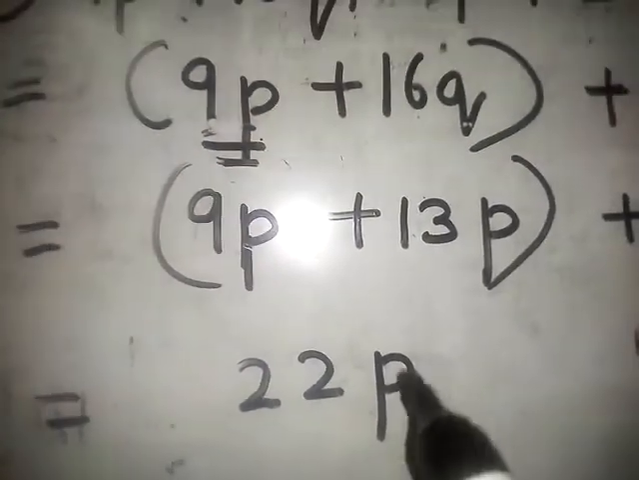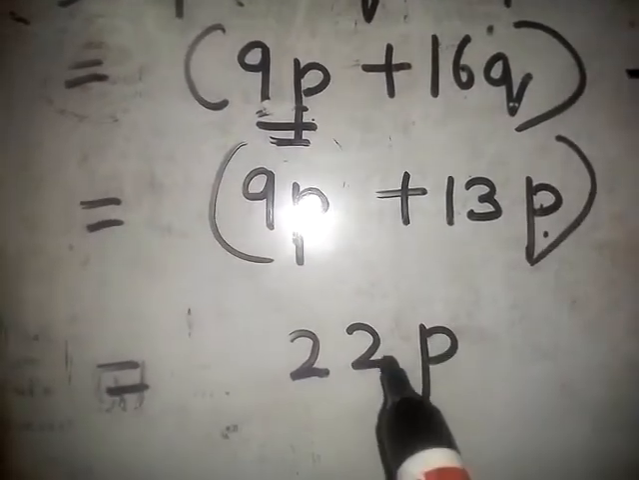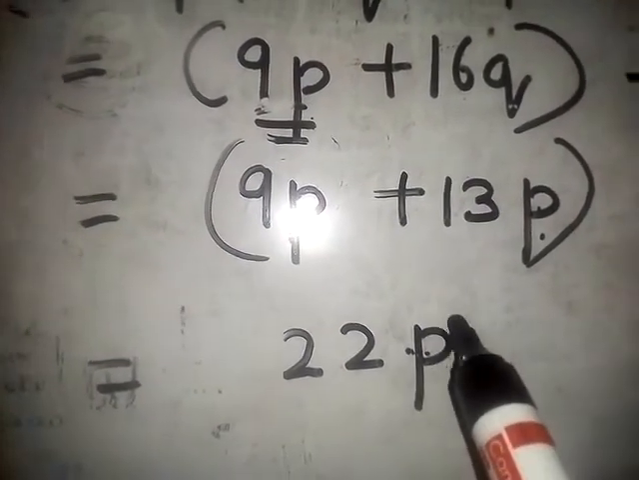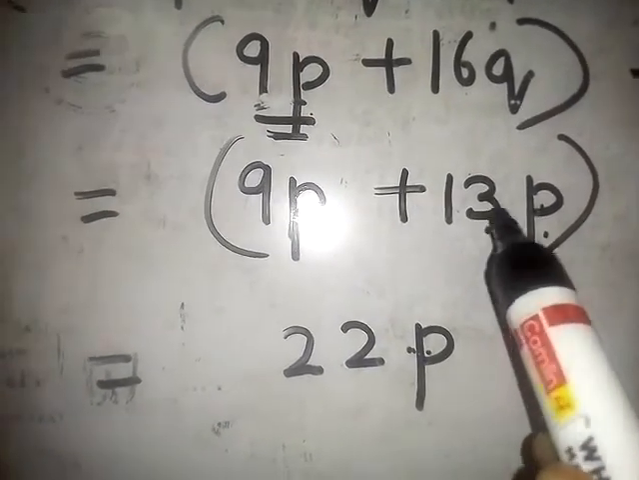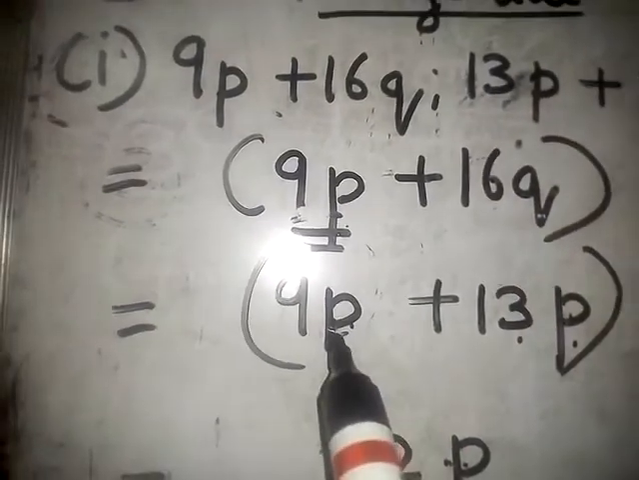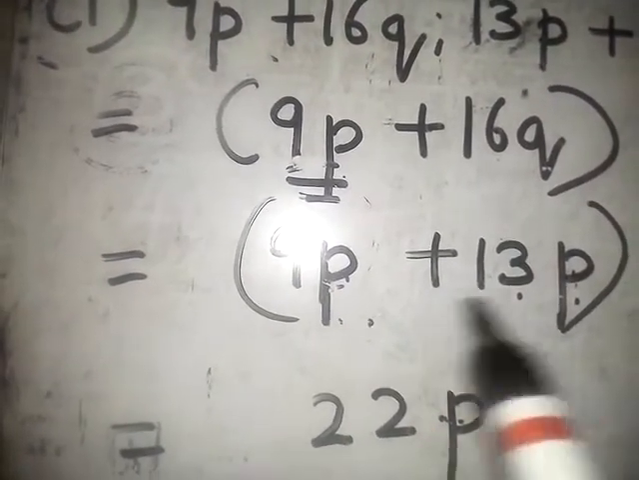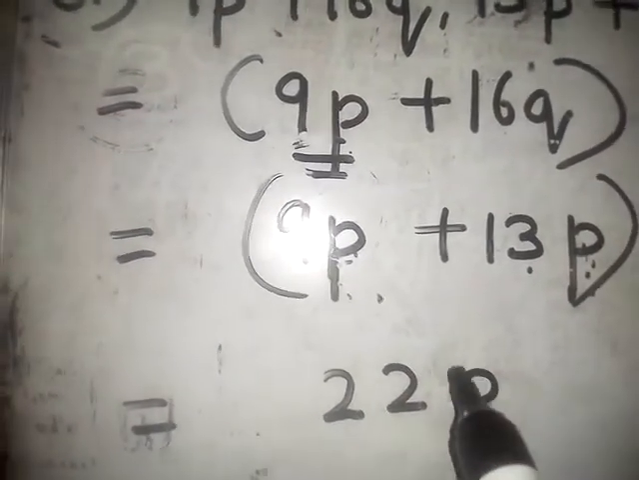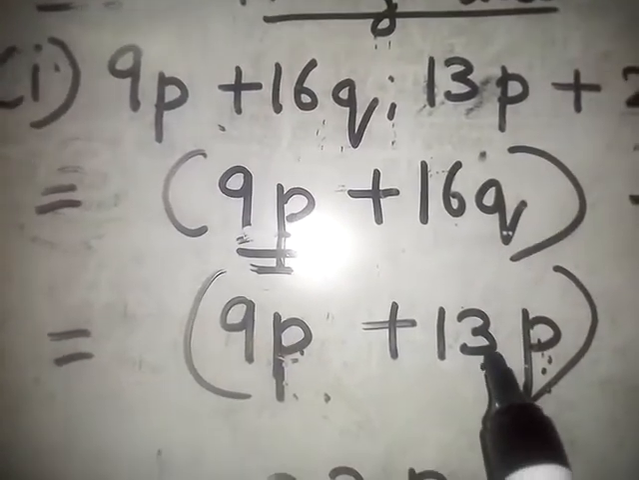22p. Variables cannot be added. If the variables are same, the variable of the answer will be same, but only the numbers can be added. See here, 9p plus 13p. Here you have both the variables same. Variables cannot be added over here. P plus p cannot be added here. If the variables are same, in the answer you have to write the variable. Only the numbers you can add.